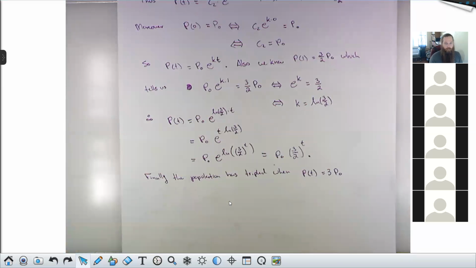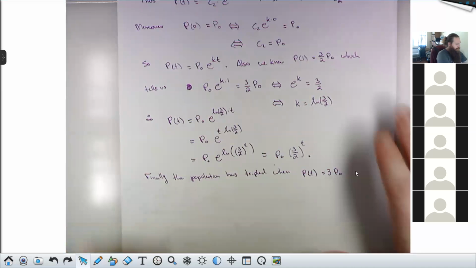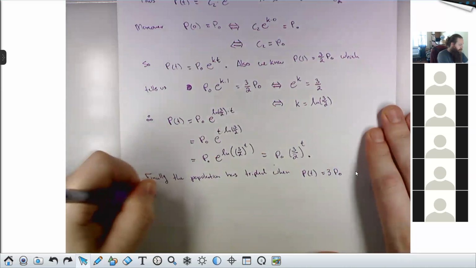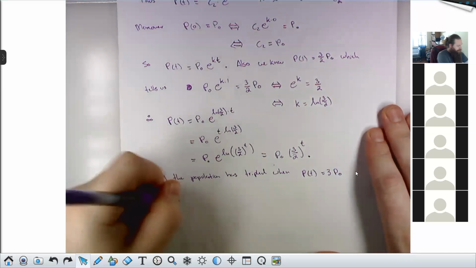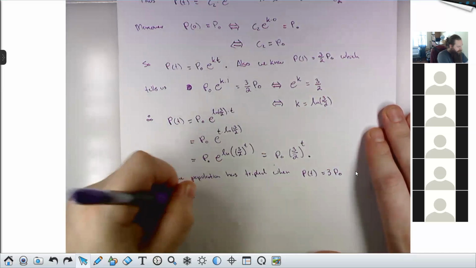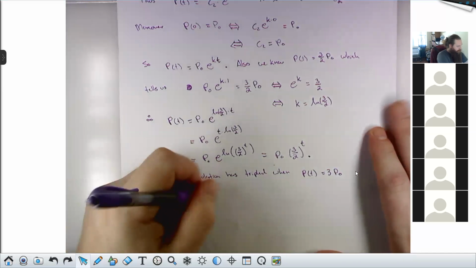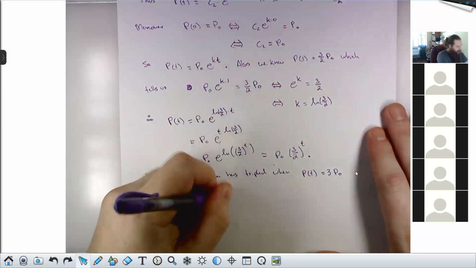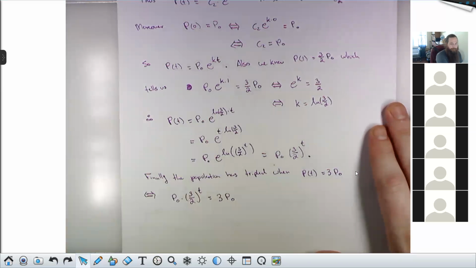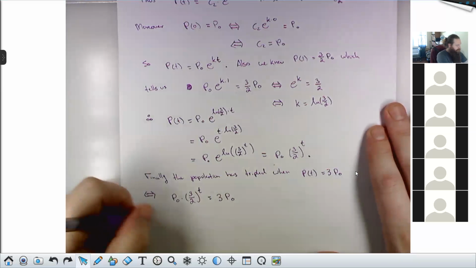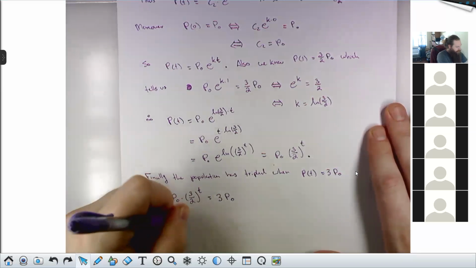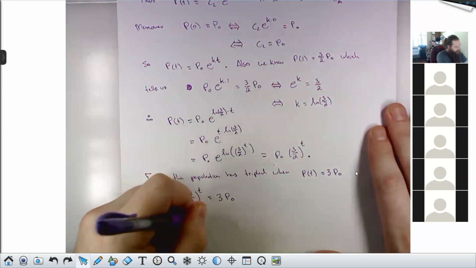The original population is P naught. So if you're tripling from the original population, that means your new population is 3 times the original, 3 times P naught. Which is equivalent to saying P naught times 3 halves to the t is equal to 3 times P naught. Again, divide both sides by P naught. We get 3 halves to the t is equal to 3.